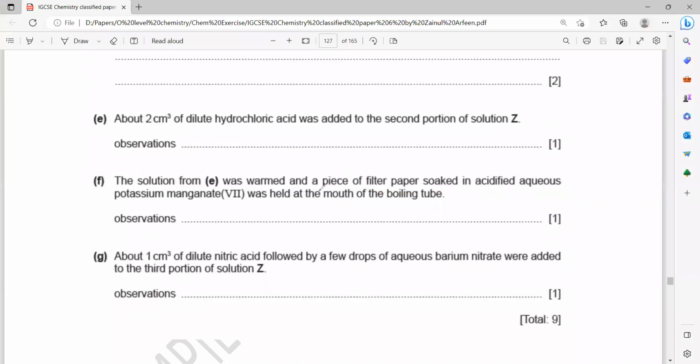So the solution in E was warmed and a piece of filter paper soaked in acidified potassium manganate was held at the mouth. What will be the result here? It turns from purple to colorless. And why? Because sulfur dioxide gas is given off. And then about 1 cm cube of nitric acid followed by a few drops of barium nitrate.